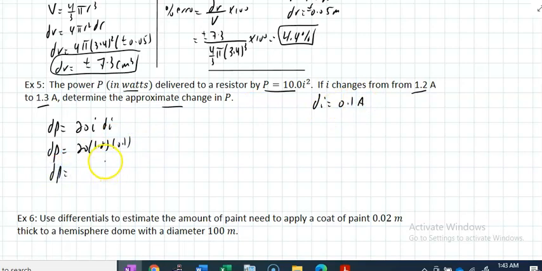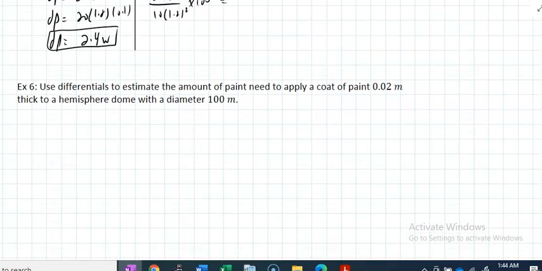And the change in P will be, let's see, 20 times 1.2 times 0.1. So that's 2.4 watts. And the percentage, oh, actually that's all you need. No percentage error here. If you want the percentage error, you know how to do that. That's 2.4 divided by 10 times 1.2 squared times 100, if you wanted to. But they're not asking for that. And this is how it's normally used. This is an actual application where this is applied.